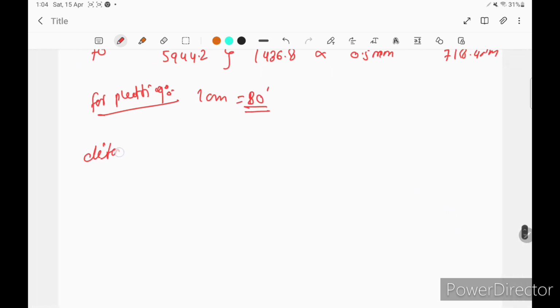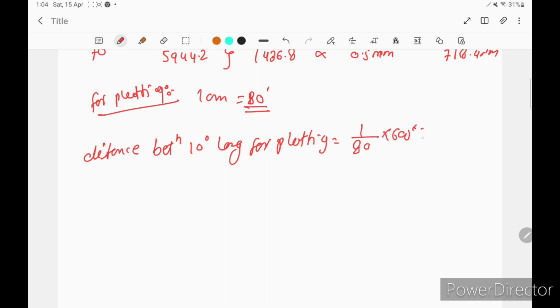Now, the distance for plotting between 10 degrees. Before, we were calculating for 1 degree; now here for 10 degrees. Longitude for plotting is equal to 1 divided by 80 into 600, which is equal to 7.5 cm.